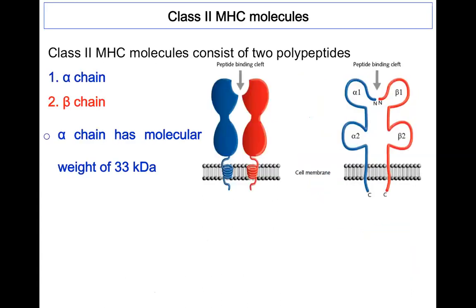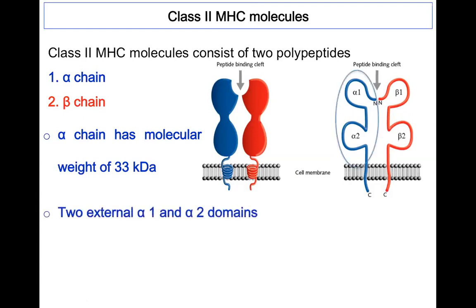Now let's go to the structure of class 2 MHC molecules. Class 2 MHC molecule consists of two polypeptide chains. One is called the alpha chain and one is called the beta chain. As you can see in the structure, this is the alpha chain, and that is the beta chain. The alpha chain has a molecular weight of 33 kilodalton. The alpha chain has two domains, one called alpha 1 and the other called alpha 2. Similarly, the beta chain also has two domains, one called beta 1 and another called beta 2.